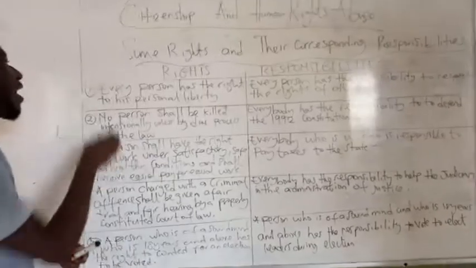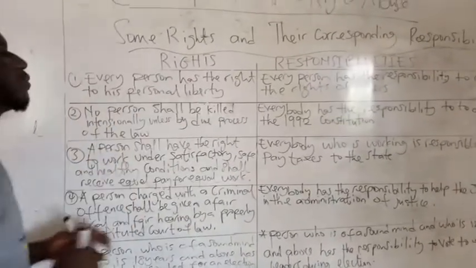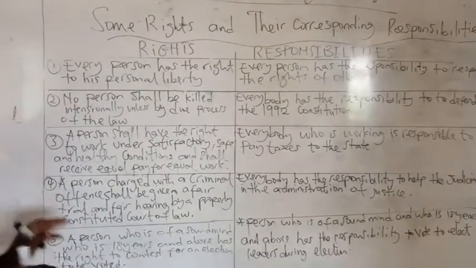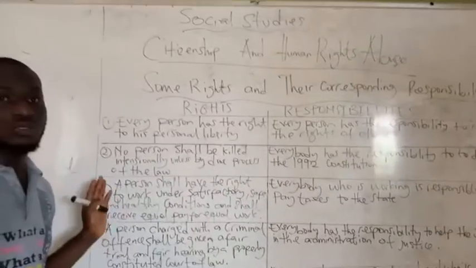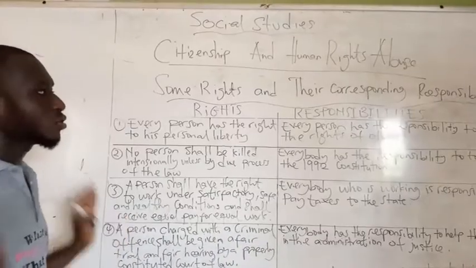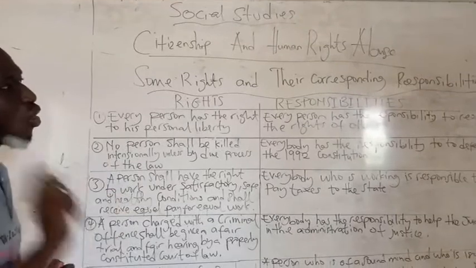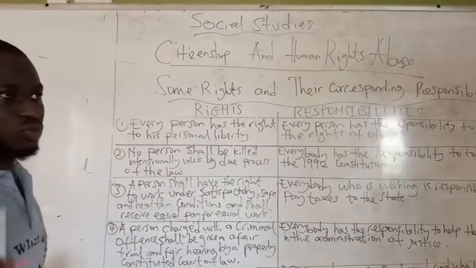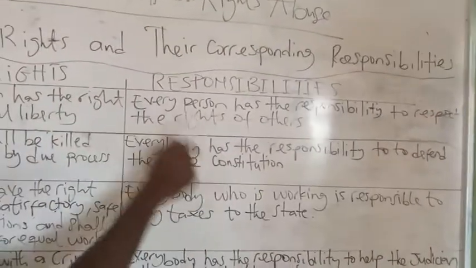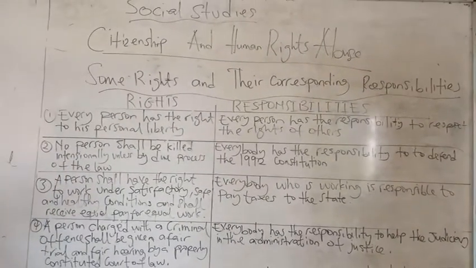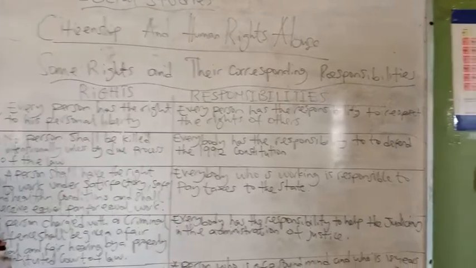The first one says that every person has the right to his personal liberty, which means everybody has the right to his personal freedom. You are free to do it. You are not a slave to anybody. So if you are enjoying this particular right, you should also know that you have a particular responsibility or duty to perform, which means that every person has the responsibility to respect the right of others. So if you are enjoying freedom here as your right, you also have the duty to make sure you respect the right of others. So that's the first one.